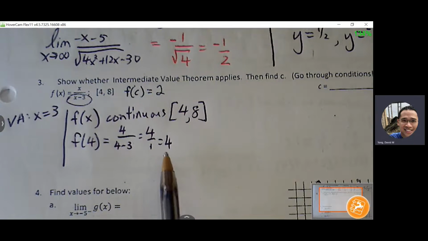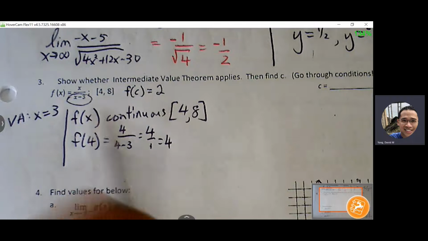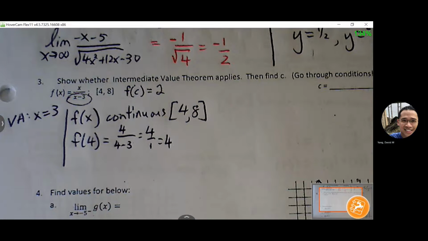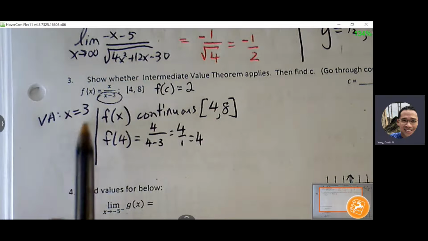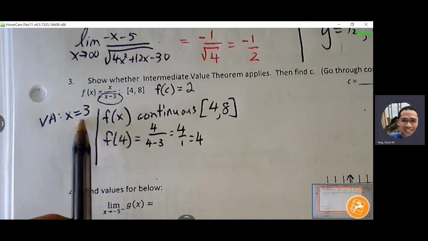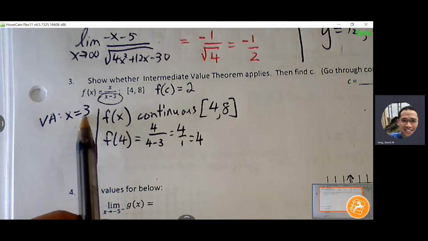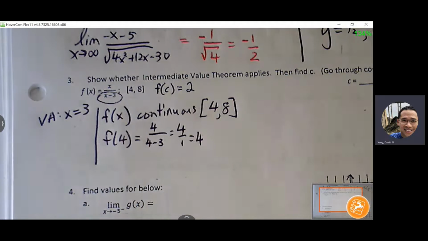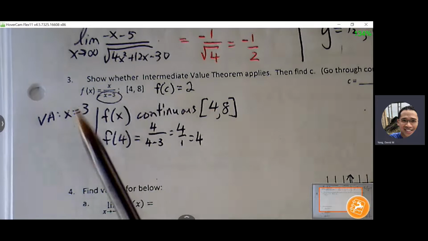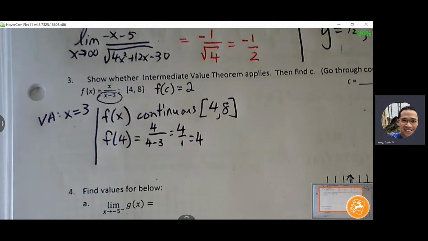So I have 4, which is a value above 2. Yes. How do you know it's continuous? So we know this vertical asymptote, right? There's a break at 3. But is that 3 going to affect my interval? Right. So if it's outside the interval, then we're safe. We can say continuous. But if this disrupts the interval, then we have to stop and say function is not continuous. IVT does not apply.